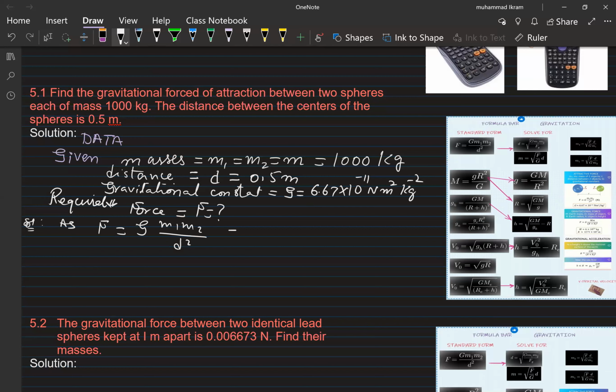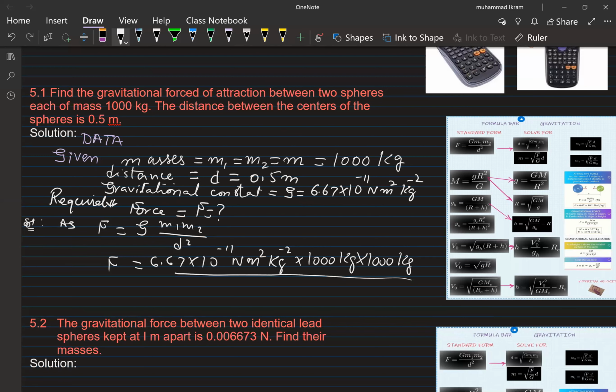6.67 into 10 raised to the power minus 11 Newton meter square per kg square into 1000 kg into 1000 kg, divided by d square, so 0.5 meter whole square. And use your calculator, write your answer, and your answer would come in the Newton. Okay, so that is what the proper unit.